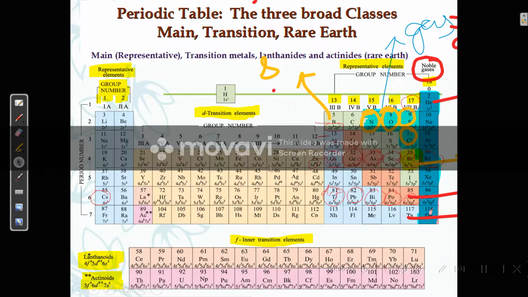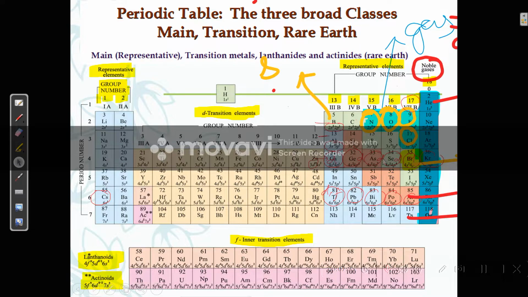Now, D block starts from the 4th period. So 3D series, 4D series. 3D means the last electron is entering the 3D orbital, so this is called the 3D series, 4D series, 5D series, 6D series. F has 2 series, 4F series and 5F series. The 4F series is also called lanthanoids, and this is called actinoids. And actinoids are radioactive elements. Okay. S block, D block, F block.